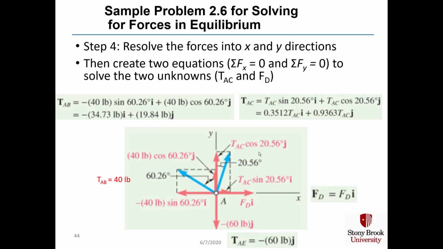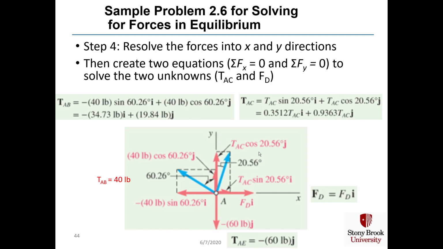In step 4, we resolve the forces into their x and y directions, and then we're going to create two equations, summation F sub x equals 0 and summation F sub y equals 0, to solve for our two unknowns, which are T sub AC and F sub D.